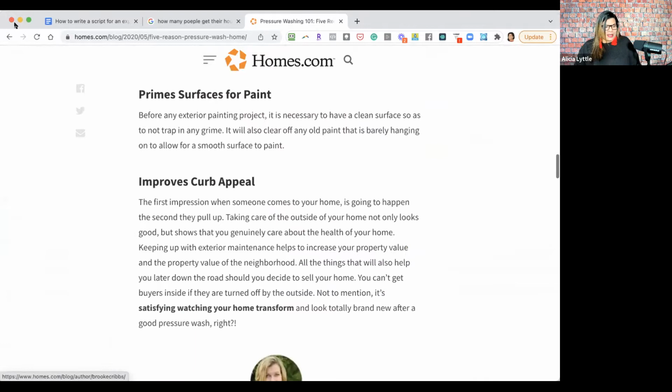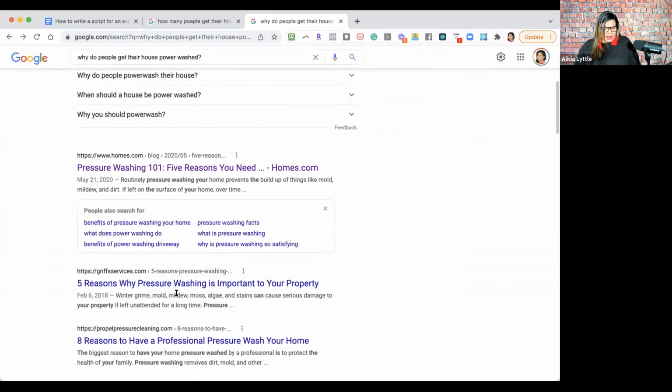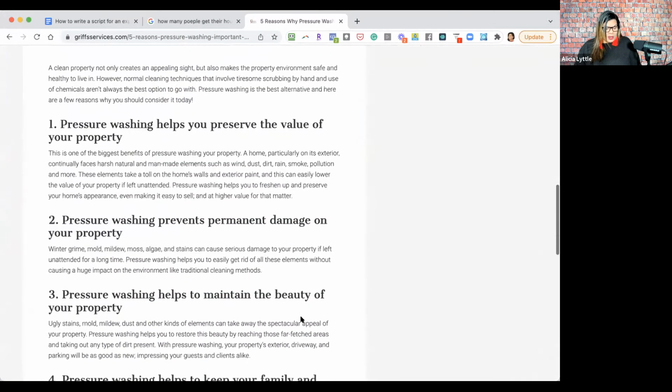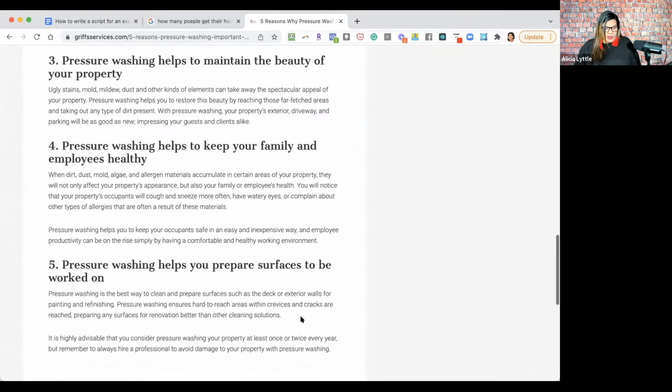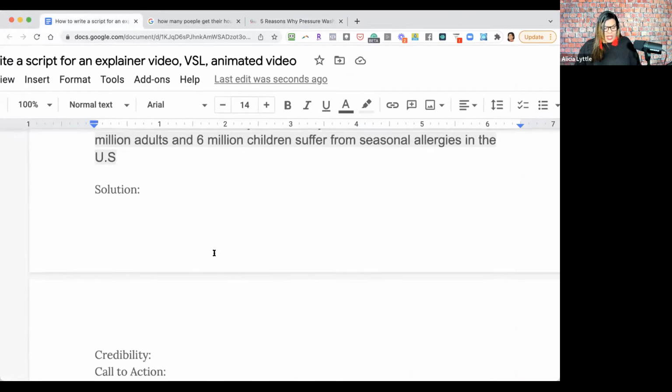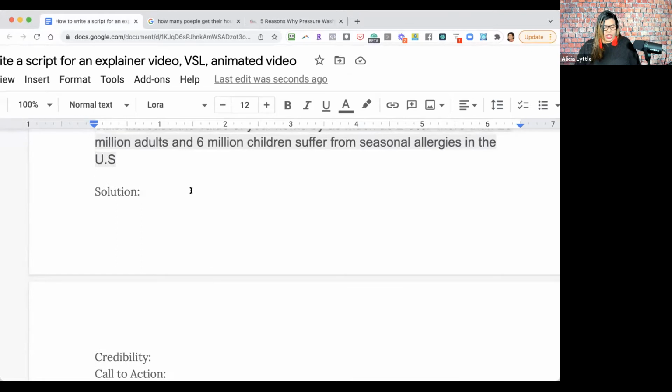This article says the exact same thing. It's like they're just getting the same content. Preserve the value. I don't see any stats, so I'll probably just go with the stats that I have there, which were pretty good. And now is the solution.